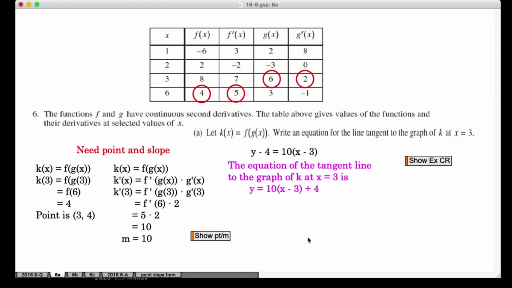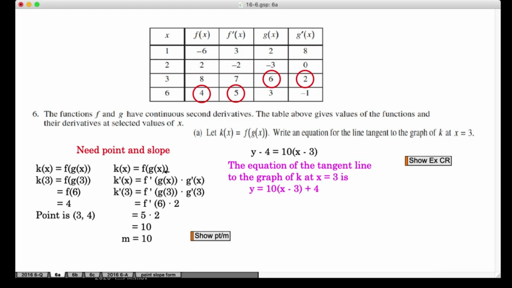So k prime of x is going to be f prime of g of x times g prime of x. And I want to know the slope of k at the point 3. So x is 3, x is 3, x is 3. I need g of 3, the inside group first.